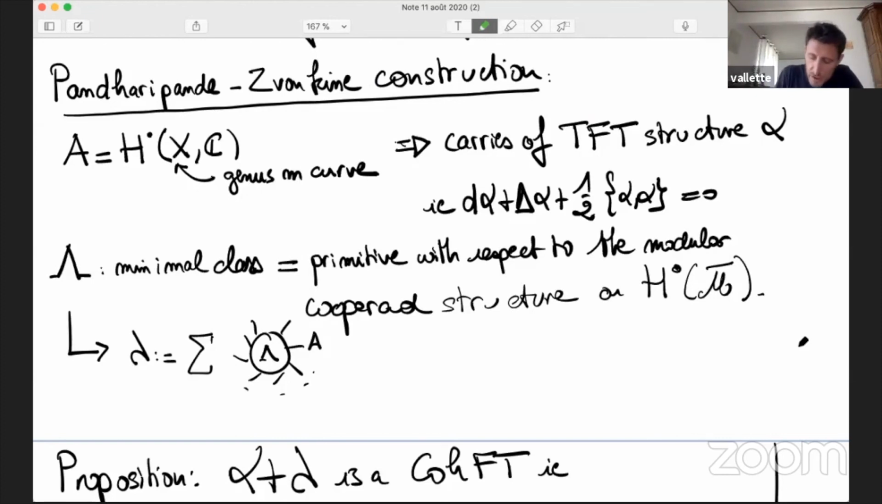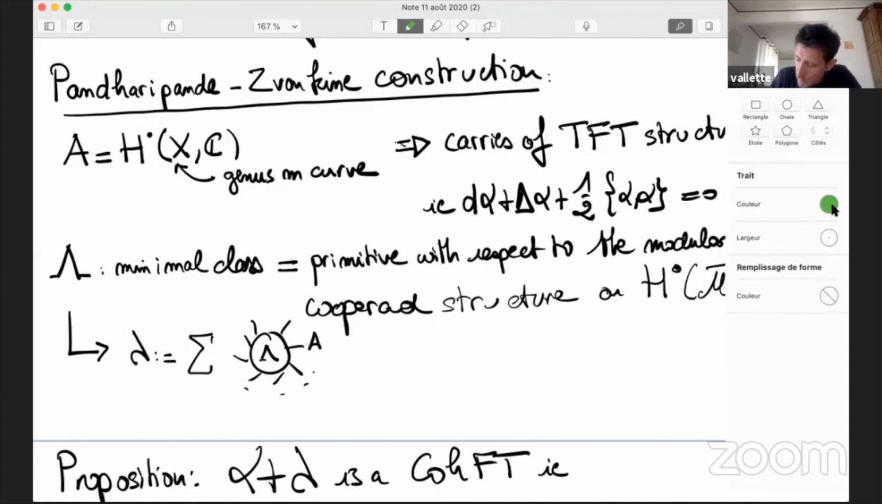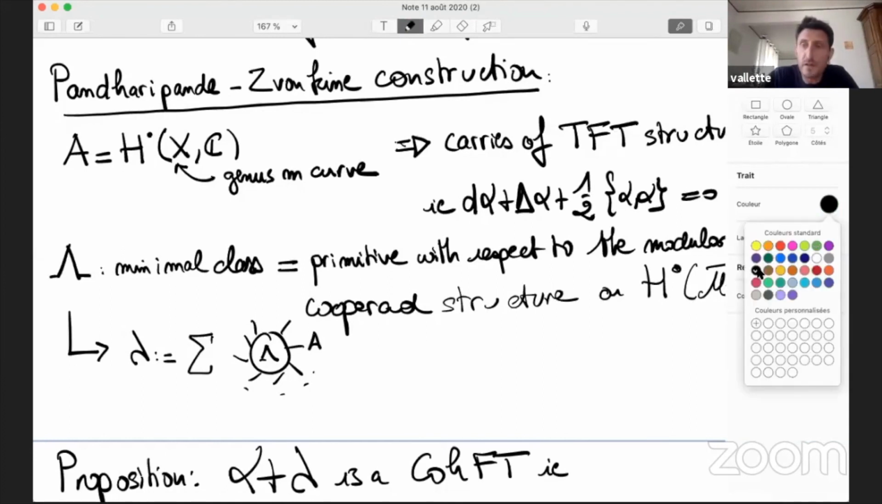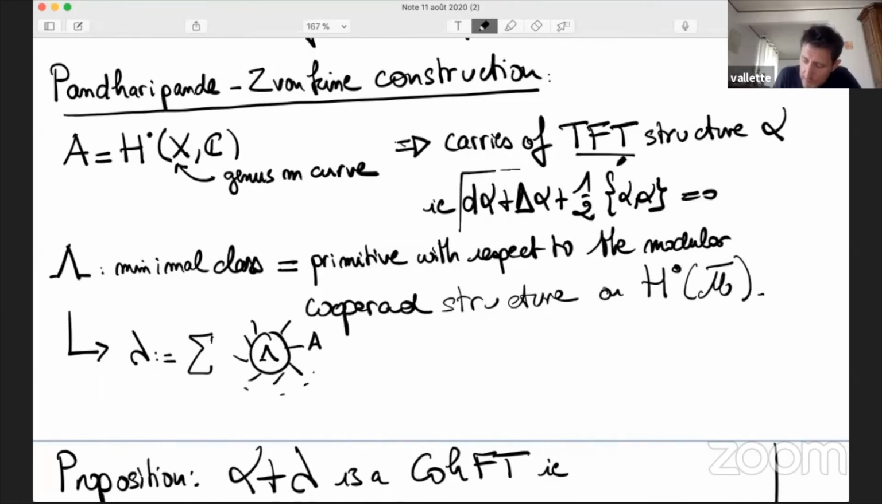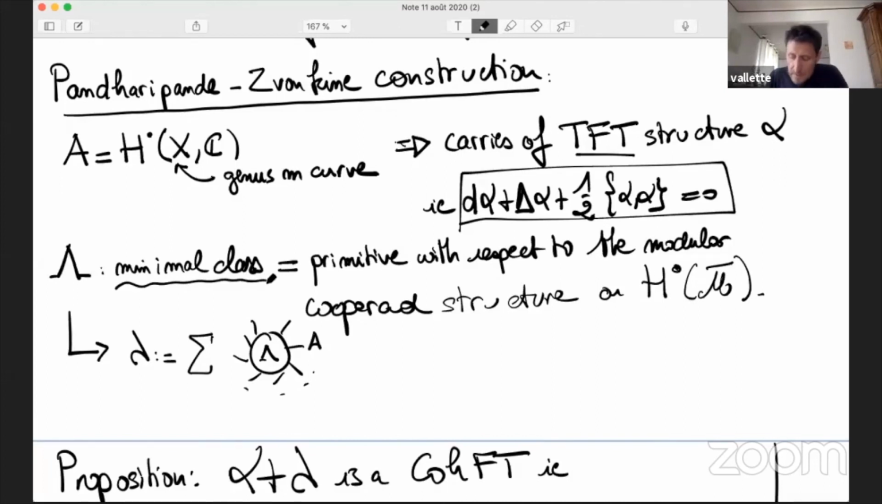You start from the cohomology algebra of a curve of genus M. It carries a topological field theory structure. So it gives you a solution to the master equation. Now you want to perturb it. So what can you do? Well, you take what is called a minimal class, which for me you interpret as a primitive element with respect to the co-operad structure. You see, the homology forms a modular operad, the cohomology forms a modular co-operad.